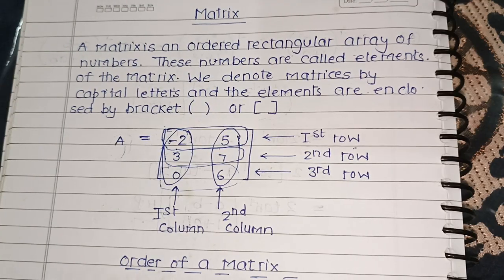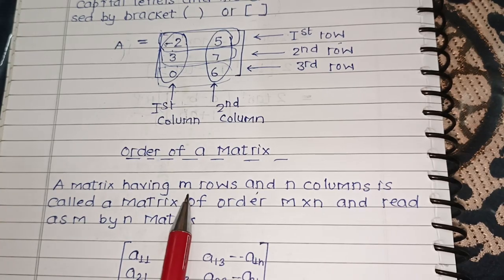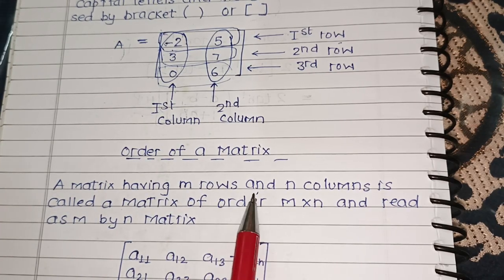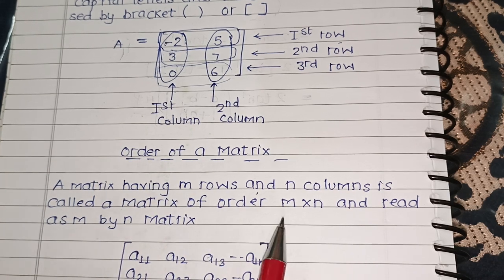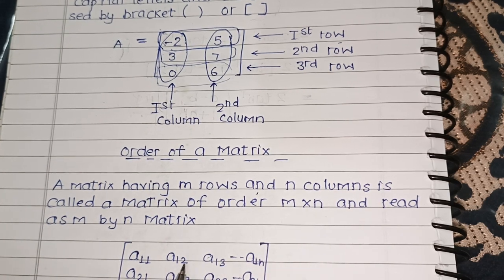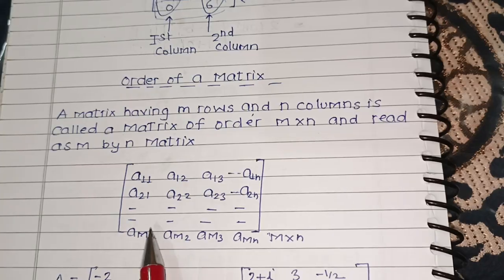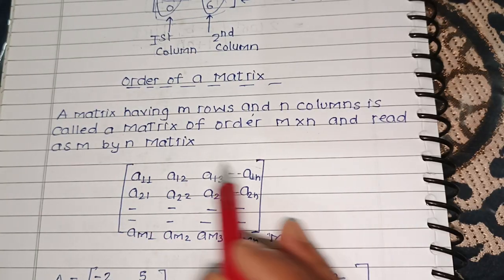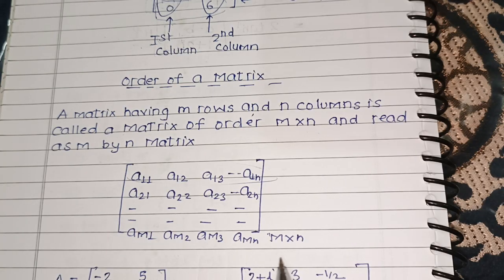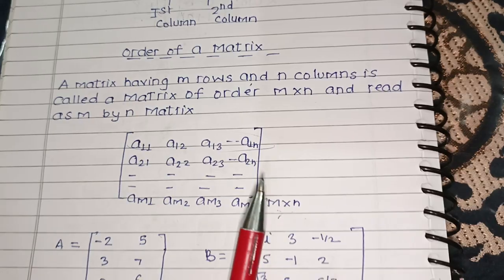Okay, now we discuss the order of a matrix. A matrix having m rows and n columns is called a matrix of order m into n, and read as m by n matrix. You can see that this is column and this is row. The order is denoted by m into n.